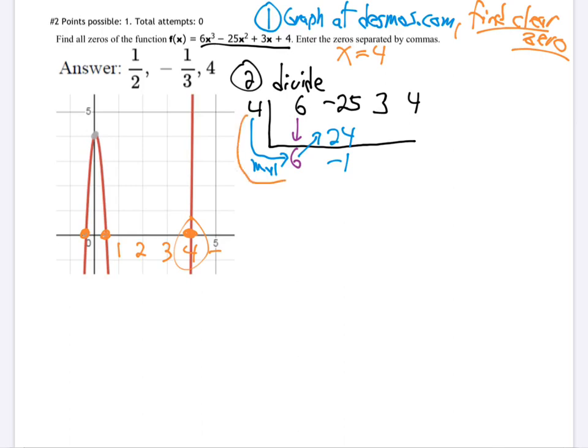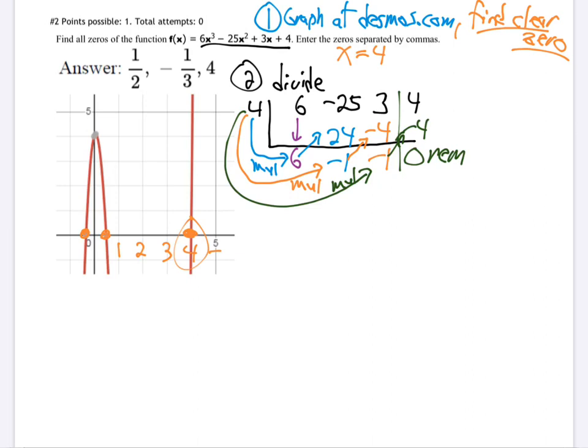Next step. Multiply 4 times negative 1 is negative 4. 3 minus 4 is negative 1. And last step. 4 multiplied by negative 1 is negative 4. Add them up. 0. That's the remainder. 0 remainder. That means it goes in evenly. And what's our answer? It's these guys right here. 6x squared minus 1x minus 1. So that's what's left.